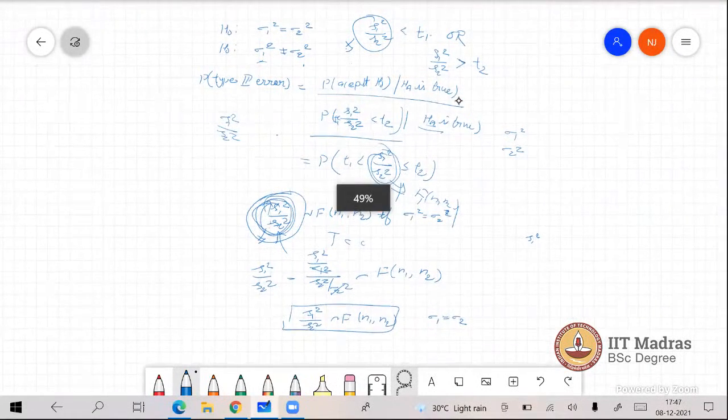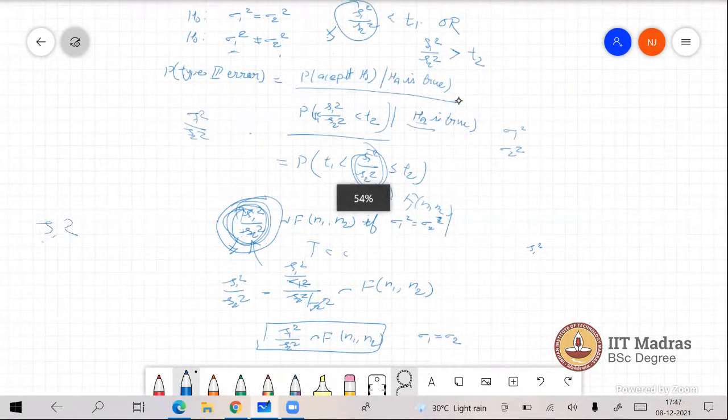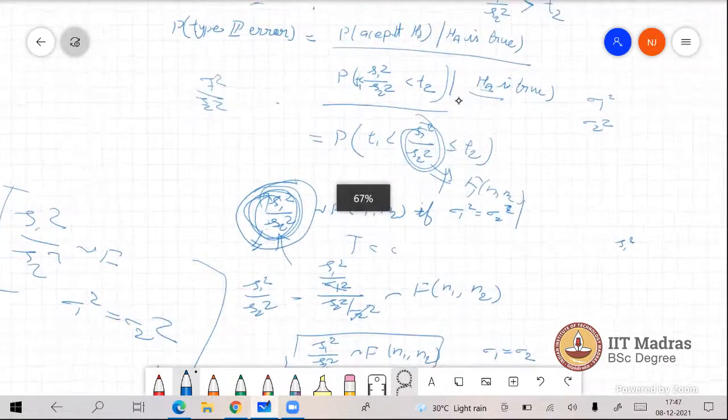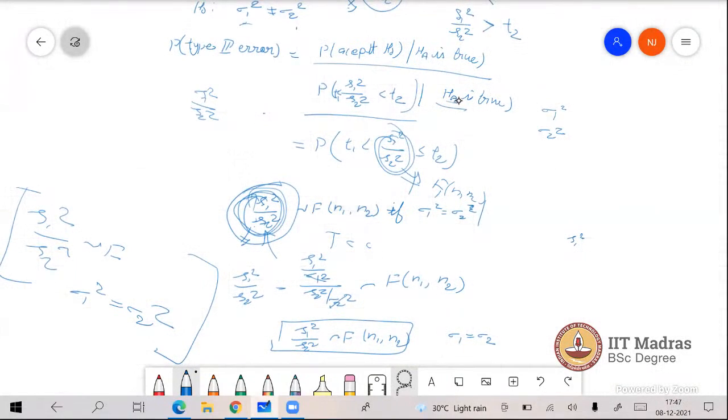My point is just to remember this null distribution: S1 square upon S2 square follows an F distribution. This is true only when sigma 1 square is equal to sigma 2 square. Remember this thing. Sir, we can do this if sigma 1 square and sigma 2 square are given, then we can do the computation. Yeah.